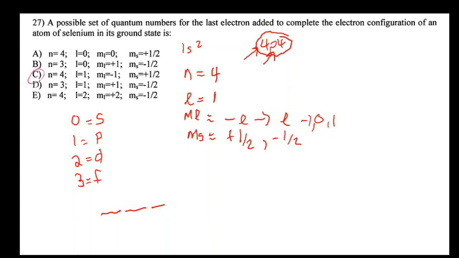So essentially we want to look at our options here and determine which one is valid. Looking at our n equals 4, that automatically crosses out B and D, so those are no good. And then looking at our L is equal to 1, that crosses out E because L is equal to 2, and A because L is equal to 0. Then ML equals negative 1, that's a valid electron. And then MS positive 1/2, that's a valid number. So the answer in this case would be C.